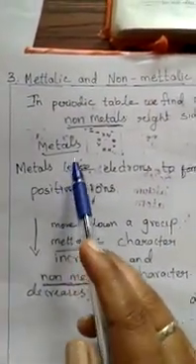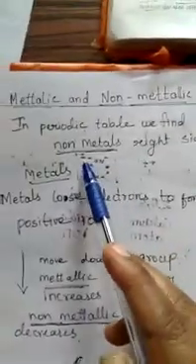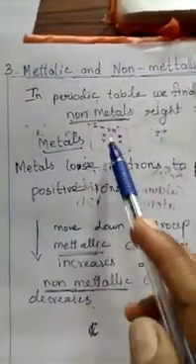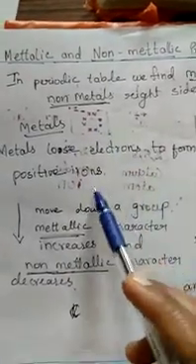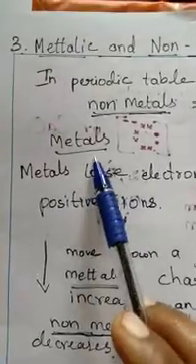Now we see metallic and non-metallic properties, the difference between metals and non-metals. Don't worry about the white color ones. When we study the periodic table, we find metals on the left side and non-metals on the right side. Don't worry about the red color and what is showing at the back. Now we just look at the black color only.